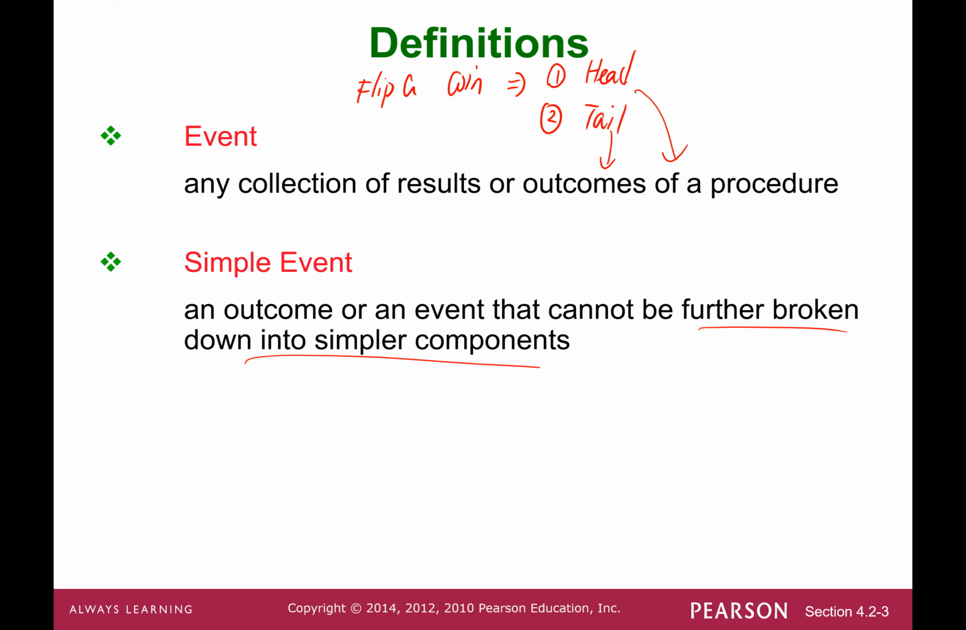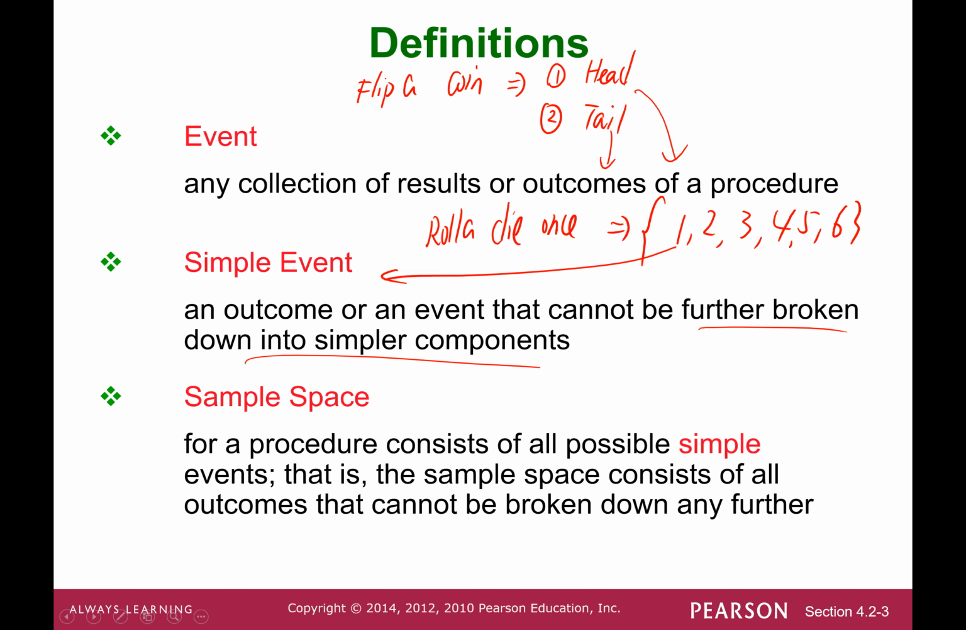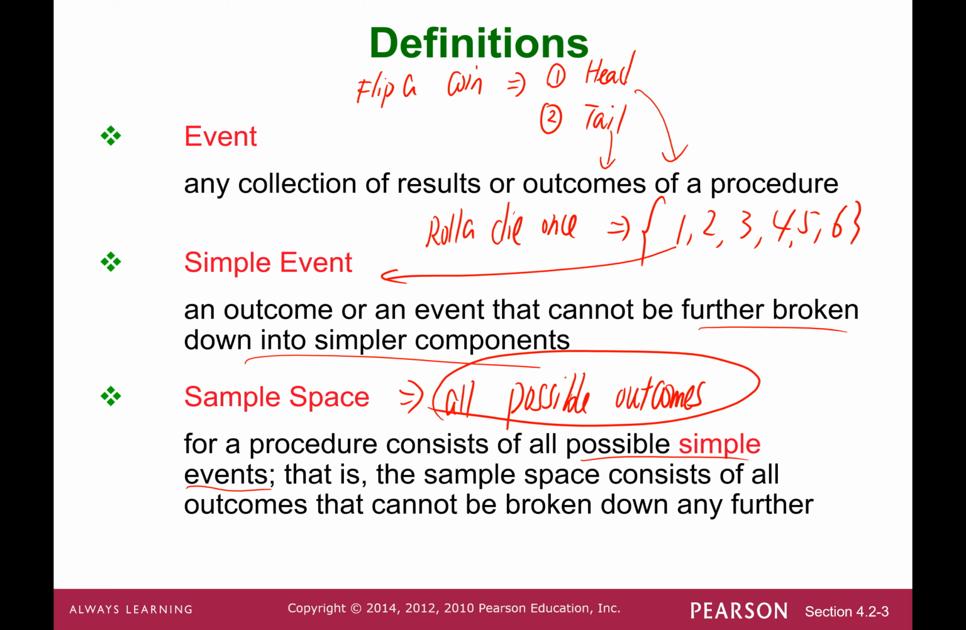A simple event is an outcome of the event that cannot be further broken down into simpler components. For example, let's say you roll the dice once, so you get all these different numbers: 1, 2, 3, 4, 5, 6. Getting either one of these numbers is a simple event. And sample space consists of all possible outcomes, all possible simple events. You can just understand it as all possible outcomes.